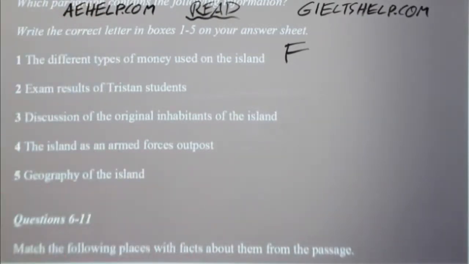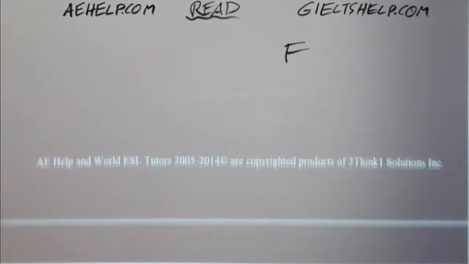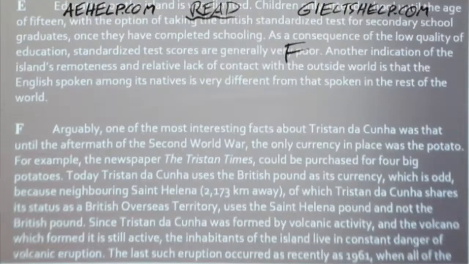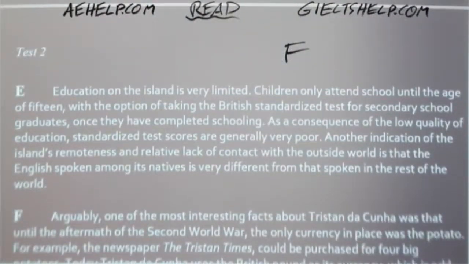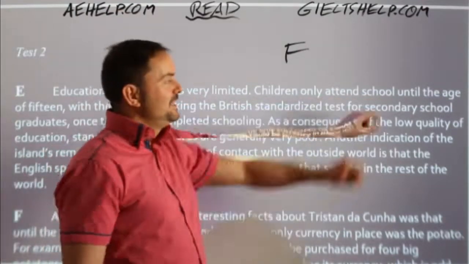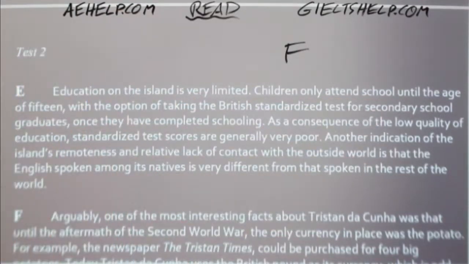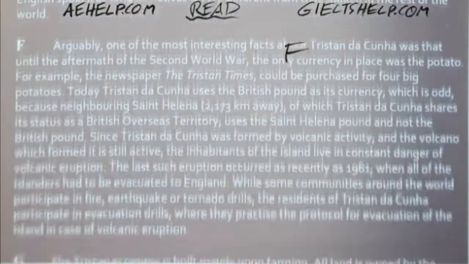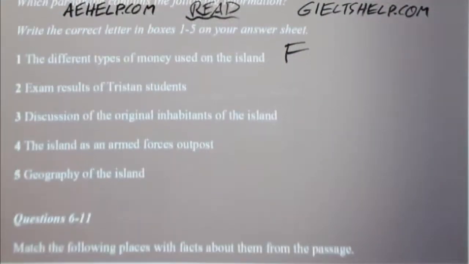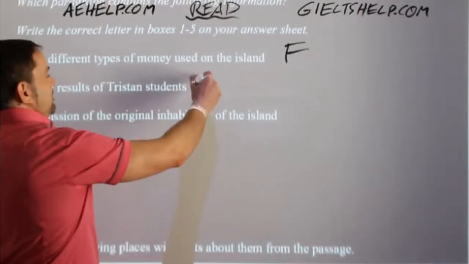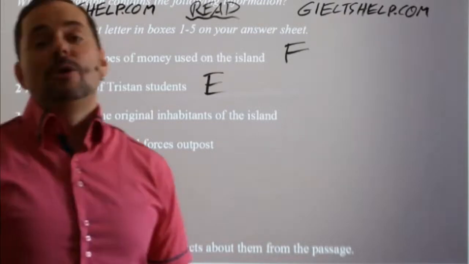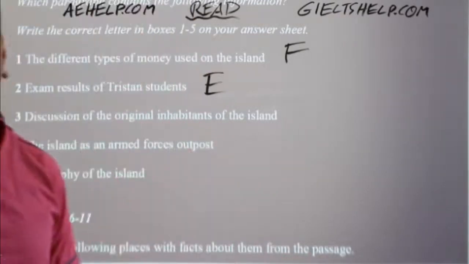So if you really want to check, of course, if you have to skim or scan the whole passage, that's a big problem. That takes way too long. But E, education on the island is very limited. Children only attend school until the age of 15. That's all you have to look at, and you're sure now that it's going to be E. Okay? Now again, students, once you practice this, you're going to be very fast at coming up with the right answers.